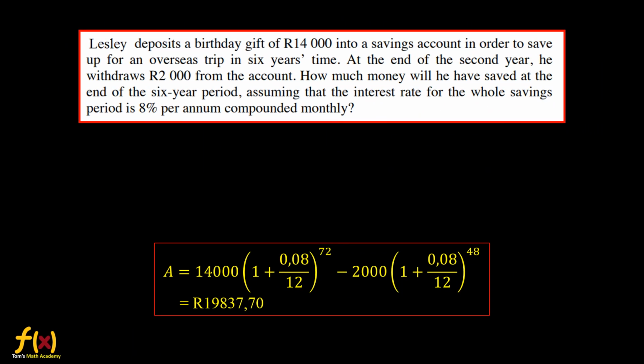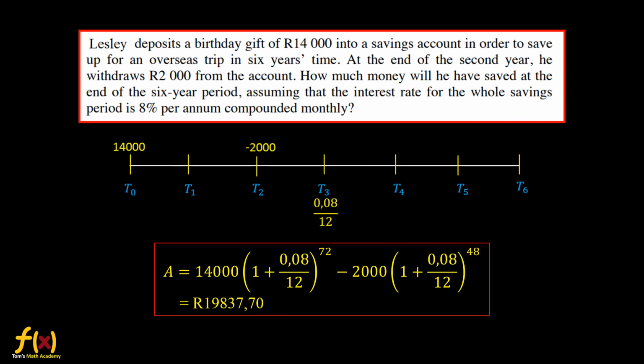Leslie deposits a birthday gift. We have the number line. The first deposit is 14,000. And then it continues, but 2,000 rand was withdrawn. So we minus it. Here it is not adding, it is subtraction.